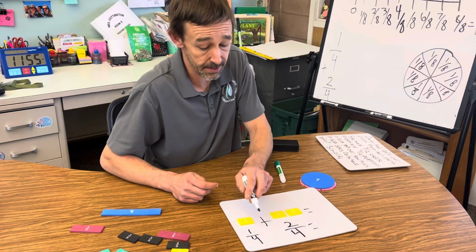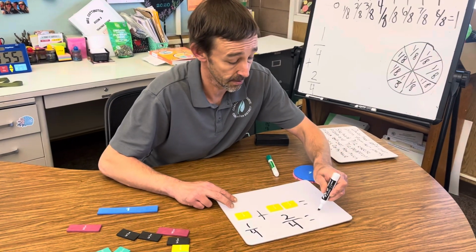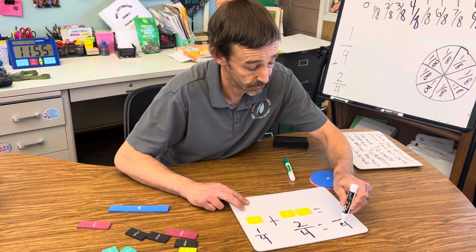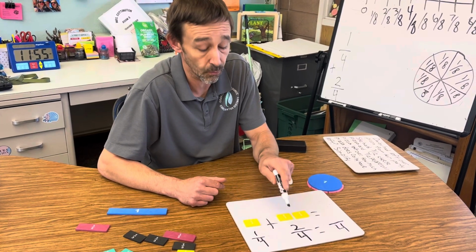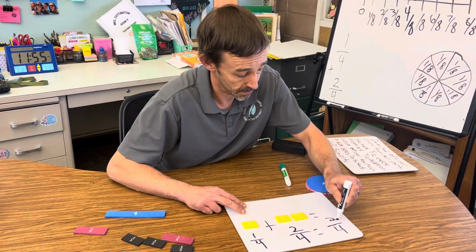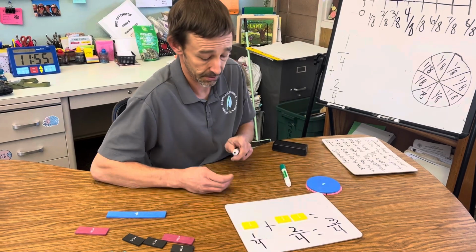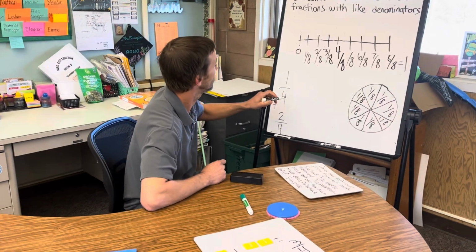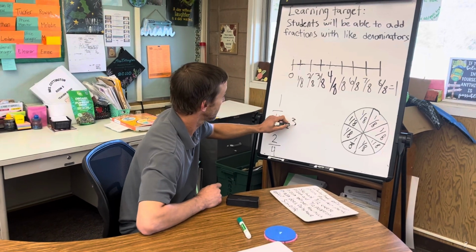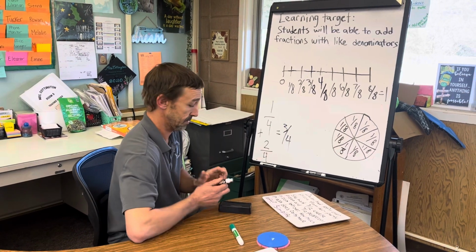We can see here that we have a similar denominator, and that's going to transfer over. And from there we know our base 10, and we can do 1 plus 2 equals 3/4. So 1/4 plus 2/4 equals 3/4.